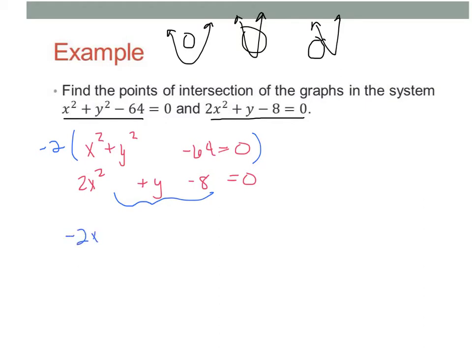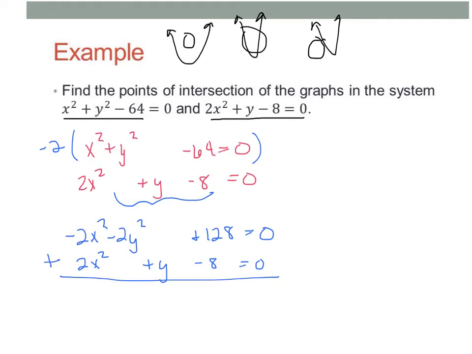Alright, so negative 2x squared minus 2y squared plus 128 equals 0. And 2x squared plus y minus 8 equals 0. And we're going to add these together. Our x squareds cancel. Negative 2y squared plus y plus 120 equals 0. So there we go. We have one equation now just with y in it, and it's a quadratic.